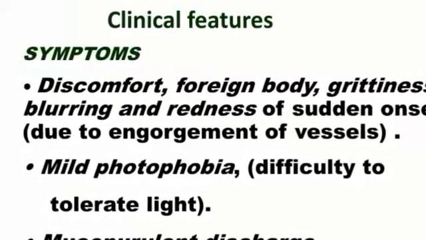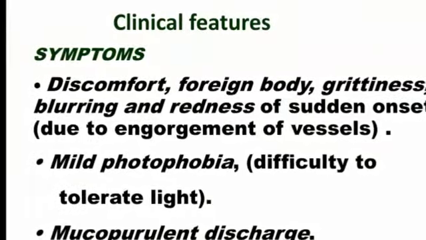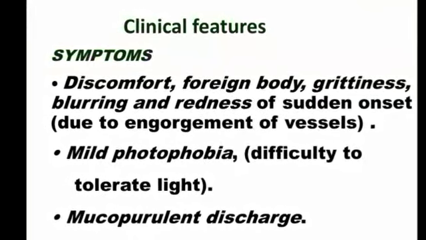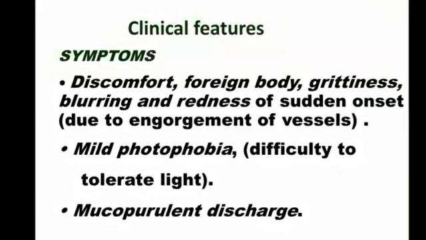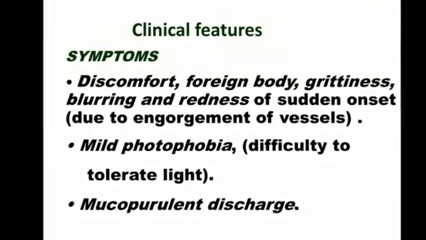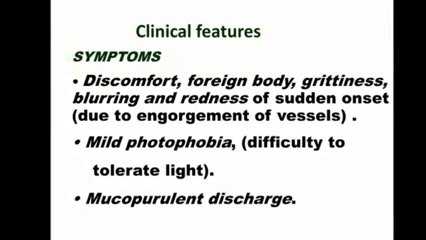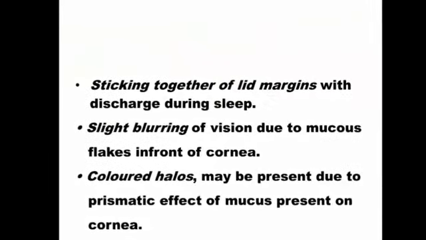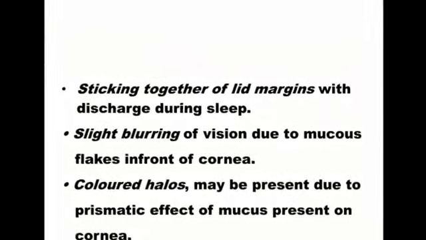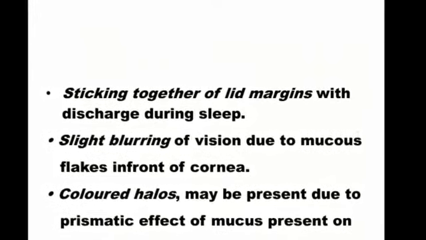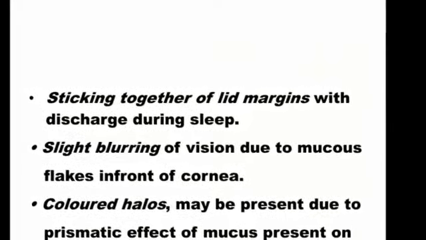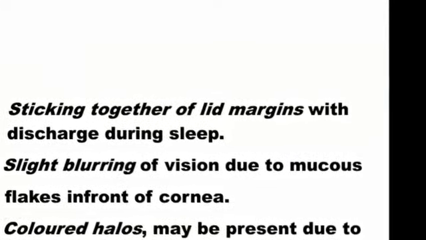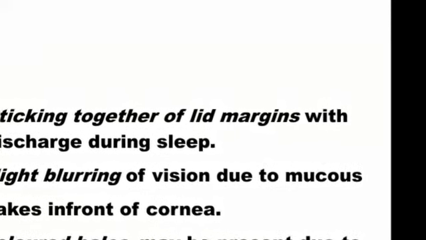Clinical features. Clinical features include symptoms and signs. Symptoms are discomfort, foreign body sensation, dirtiness, blurring and redness of sudden onset due to engorgement of vessels, mild photophobia, that is difficulty to tolerate light, and mucopurulent discharge. Patient also complains about sticking together of lid margins with discharge during sleep, slight blurring of vision due to mucus flakes in front of cornea. Colored halos may be present due to prismatic effect of mucus present on cornea.